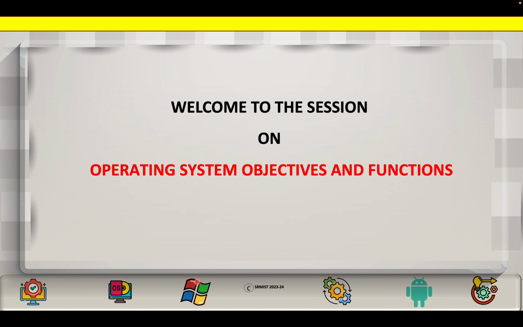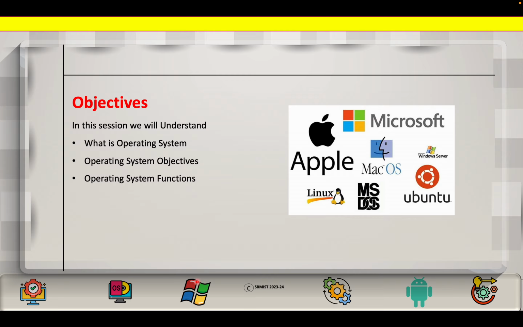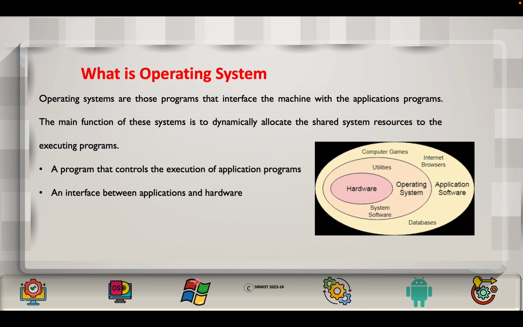Welcome to the session on operating system objectives and functions. In this session, we will understand what the operating system objectives and operating system functions are. What is an operating system? An operating system acts as an interface between the hardware and the application programs.